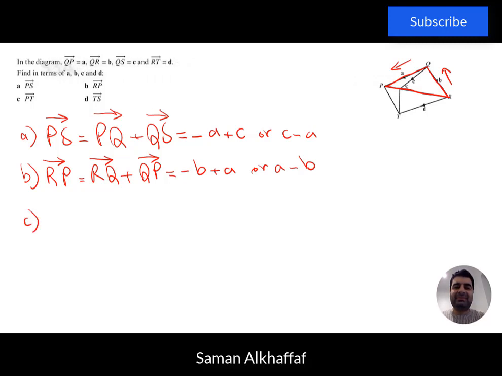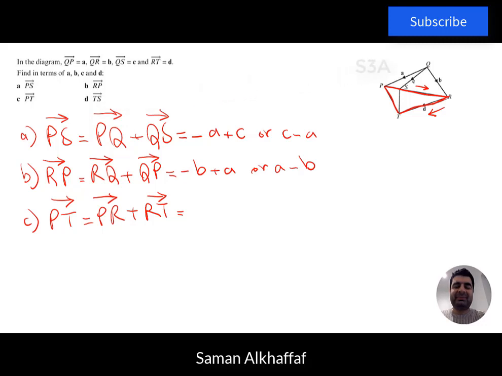For part C, we have the vector PT, so we'll remove our arrows. We can find PT from the PR vector, which is here, and also plus the RT vector. So we have the PR vector and the RT vector. Okay, so we're moving in this direction and in this direction.